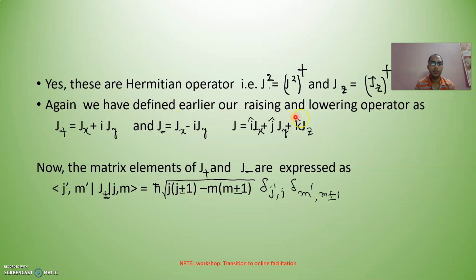Now from the definition of our raising and lowering operators, j plus is equal to jx plus i jy and j minus is equal to jx minus i jy, where jx, jy, jz are the components of j. The matrix elements of j plus and j minus have already been derived. J plus is the raising operator because it raises the value of m from m to m plus 1, and j minus is the lowering operator because it lowers the m value from m to m minus 1. Those matrix elements will exist for which m prime is equal to m plus 1 and m prime is equal to m minus 1.